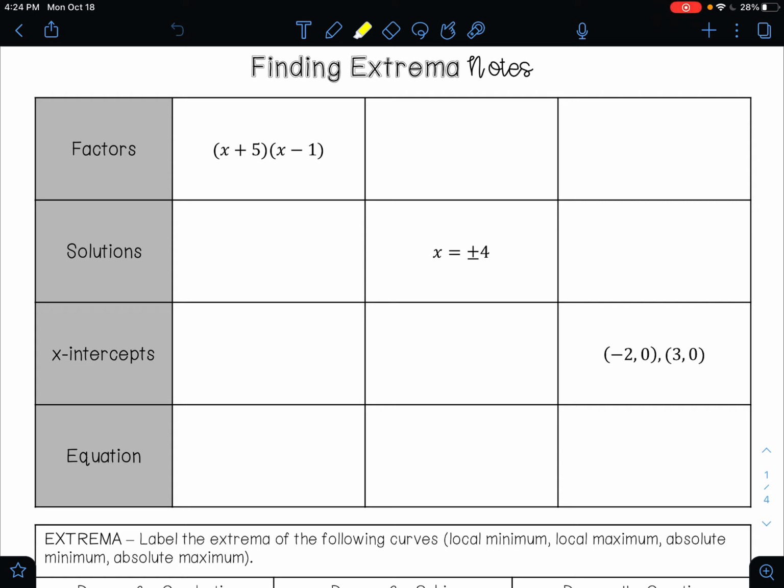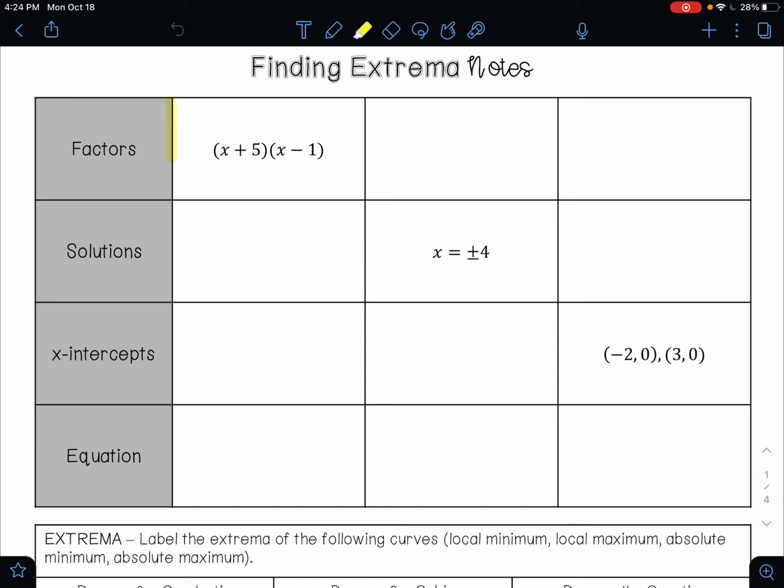In this video, we are going to be finding extrema. So an extrema is like a maximum and a minimum. You can have local maxes and local minimums, and we are going to get to all of that here in a minute. Before we do that, let's just review some things.